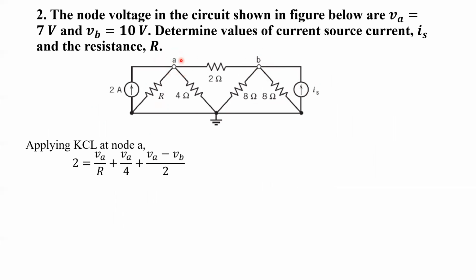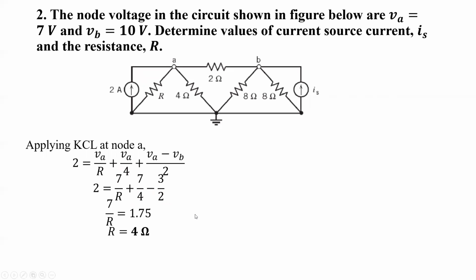When you apply KCL at node A, this 2 ampere is incoming current, and the currents through these branches we are assuming as outgoing current. So the current through this branch equals VA by R. This is the first term. For this, VA by 4, and for this, VA minus VB divided by 2. After plugging in the values, VA equals 7, VB equals 10, so 7 minus 10 equals minus 3. So this is minus 3, otherwise these are positive.